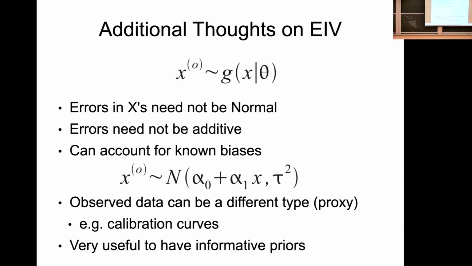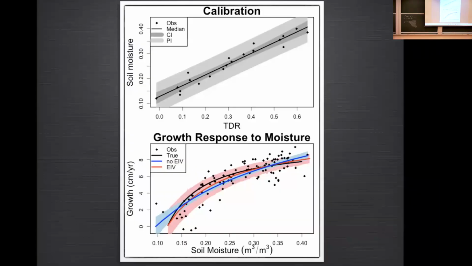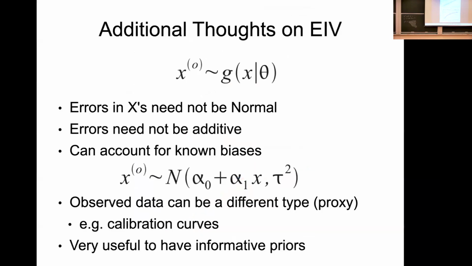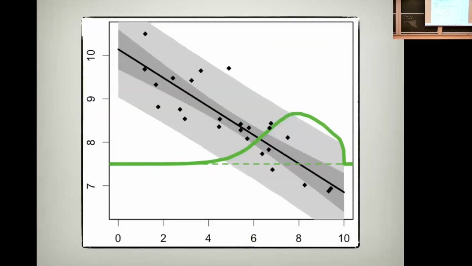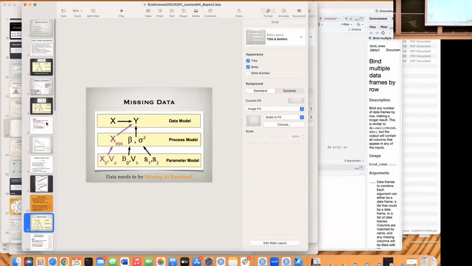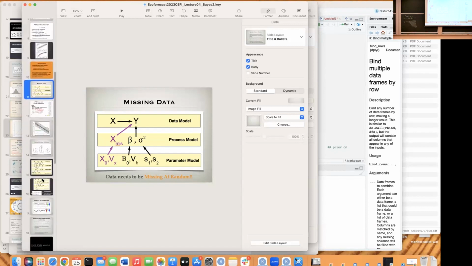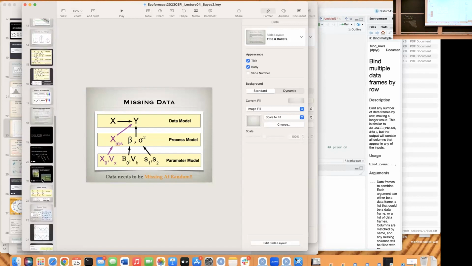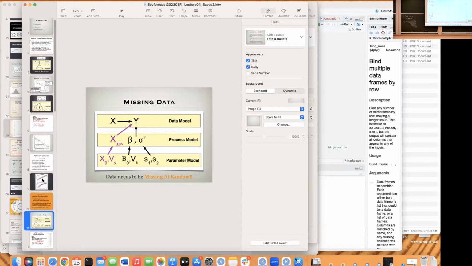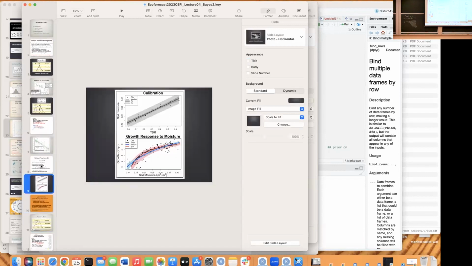So here's another example of an errors and variables model. Oh, did I not include it? Where was that? Maybe I didn't include it. I'll just tell you about it.